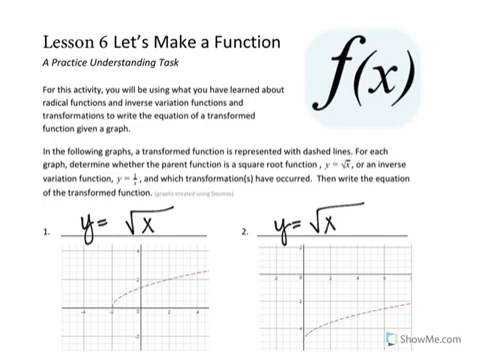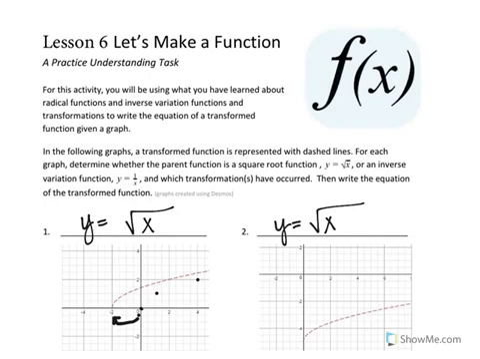So we need to think about what our parent function looks like here. Our parent function for a square root is going to begin at 0, 0. And then we're going to go 1, 1, 4, 2. The square root of 1 is 1, and the square root of 4 is 2. I just noticed I put both of those points at the wrong place. Let me fix that real fast. Alright, so 0, 0, 1, 1, and 4, 2. There we go.